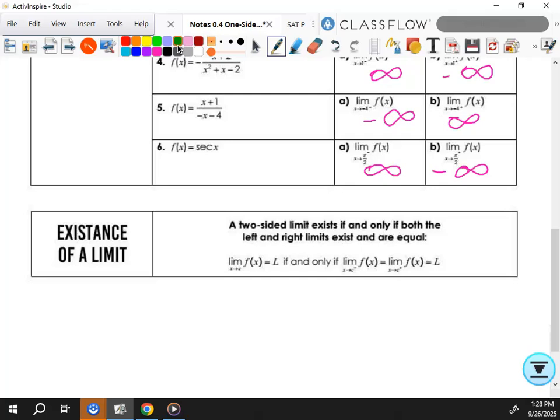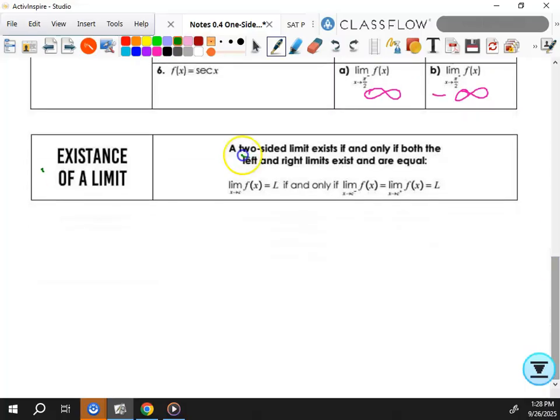Now let's talk about existence of a limit. This is a one-sided limit. When we talk about two-sided limits, a two-sided limit exists if and only if, so that's a throwback to geometry and biconditional statements. That means you can read it in both directions. But if and only if both the left and right limits exist, all of our limits so far, left and right, have existed. Okay, the limit exists. And not only do they have to exist, but they have to be equal.